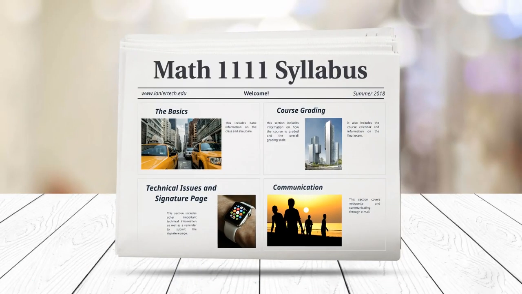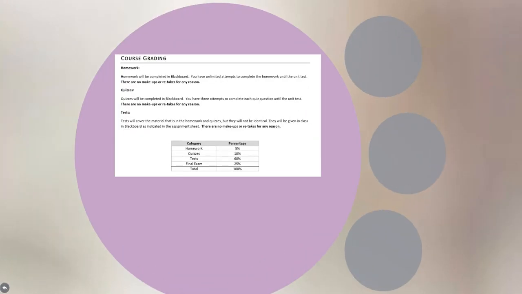Okay, let's talk about some information on the course grading. Homework will be completed in Blackboard. You have unlimited attempts to complete the homework until the unit test. All of your homework and quizzes are due the day of the test at 11:59 p.m. There are no makeups or retakes for any reason. You have to have the homework completed by 11:59 on the day of the assessment.